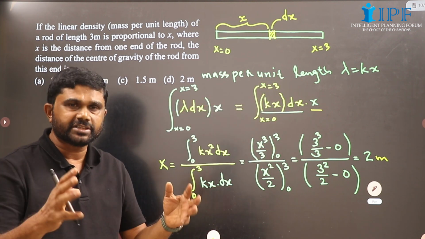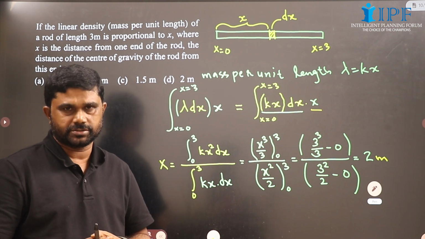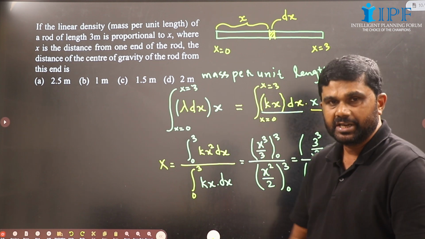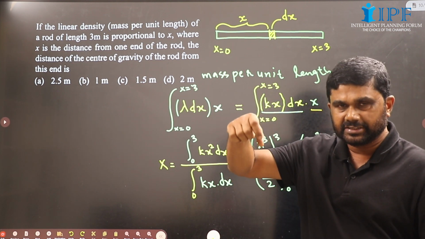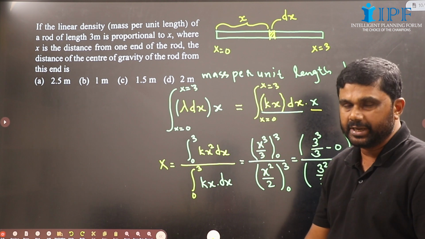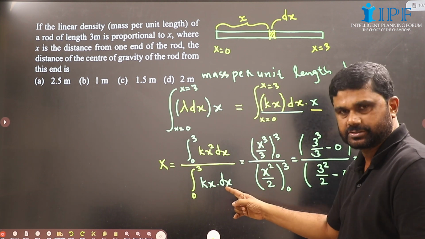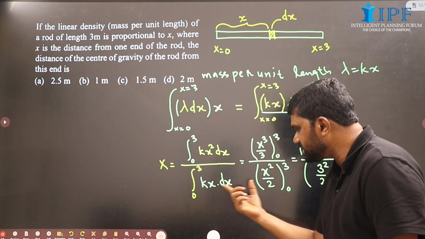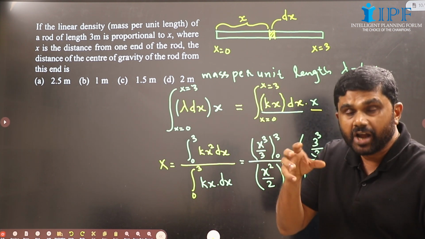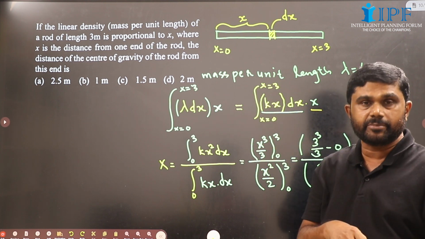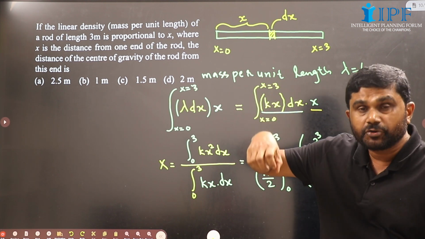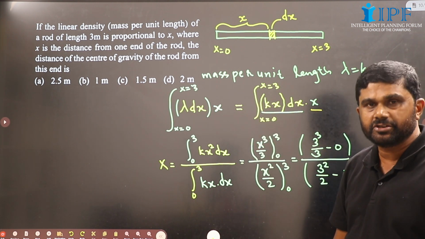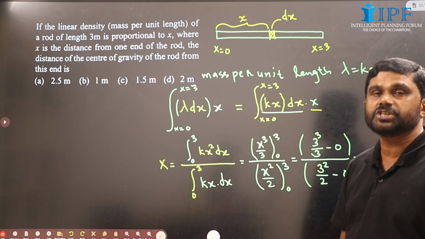Now we have to get the denominator, that will be the total mass. What is the mass of each such element? It will be kx, mass per unit length, into length of the element dx. So it is kx dx. There will be a large number of elements with masses like this, kx dx. We will have to find the masses of all such elements and add them, that is, do the summation. Here also the summation is continuous, which means we will have to integrate from 0 to 3.